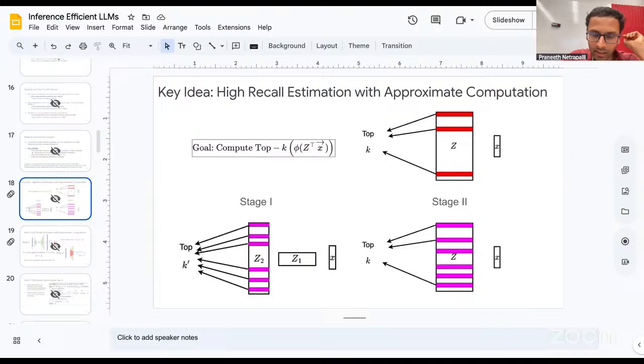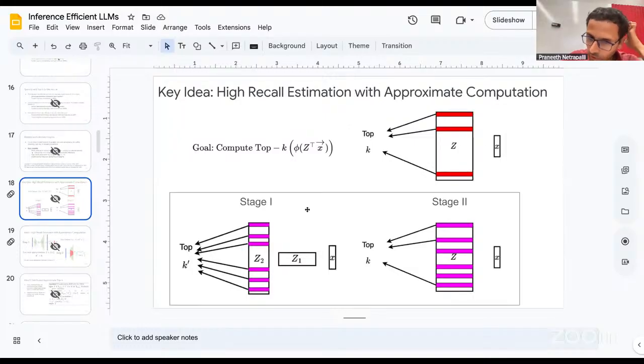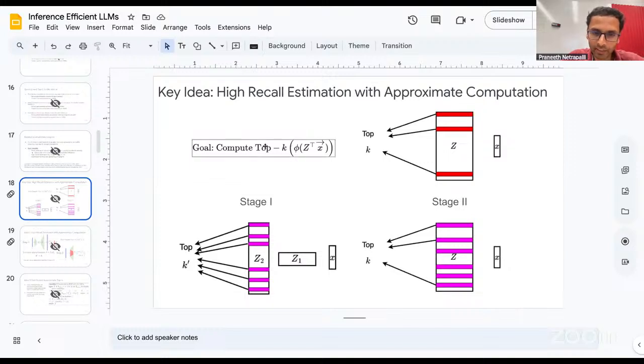The main idea is that instead of doing this full computation, multiplying this entire Z with this X, we first do an approximation of Z. We can do it using low rank decomposition or quantization or any of those. And we compute some top K prime by doing this cheaper multiplication. Then we use the full dimensional matrix Z and the full dimensional vector X on only these K prime things that we have identified. So roughly, we want to speed up the top K operator computation on the output of some matrix vector multiplication.